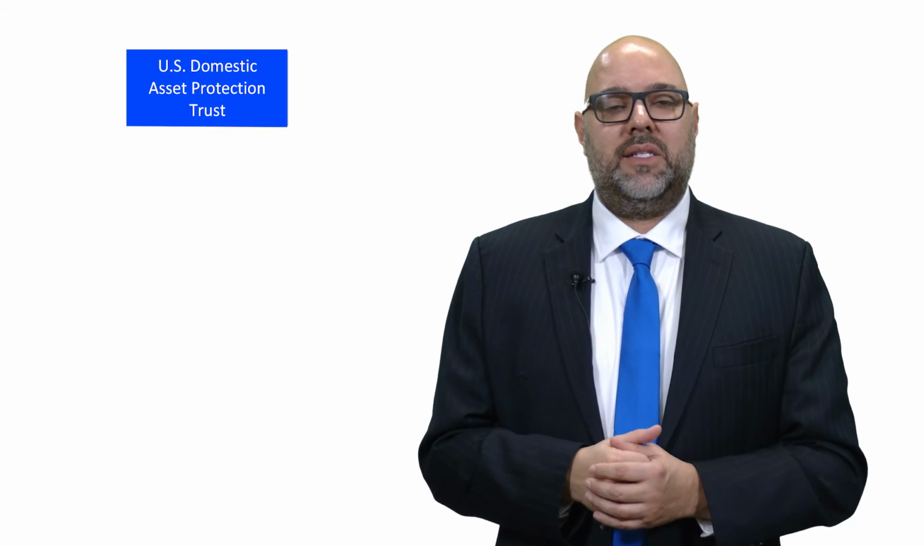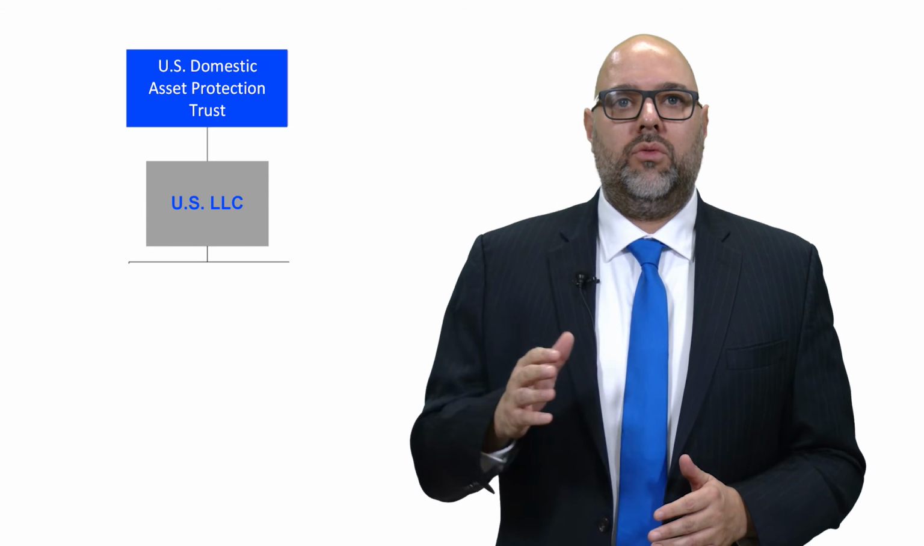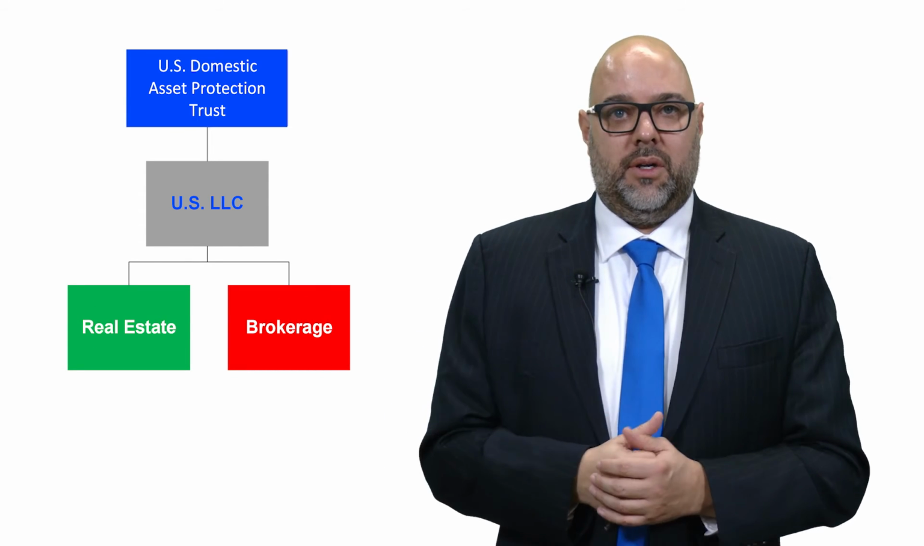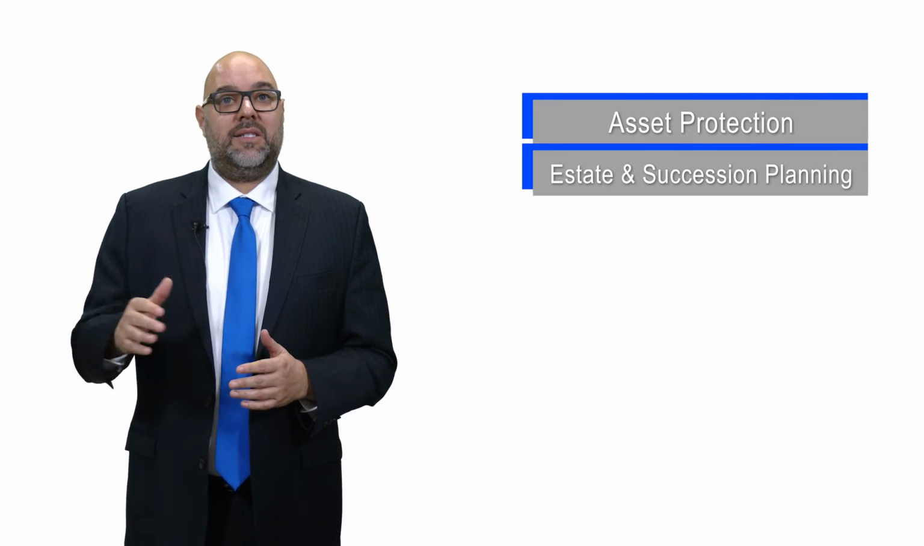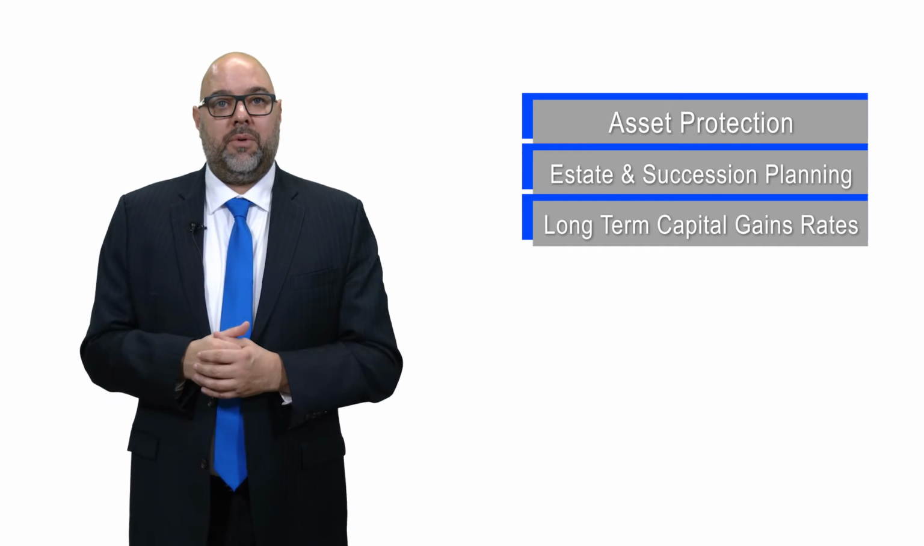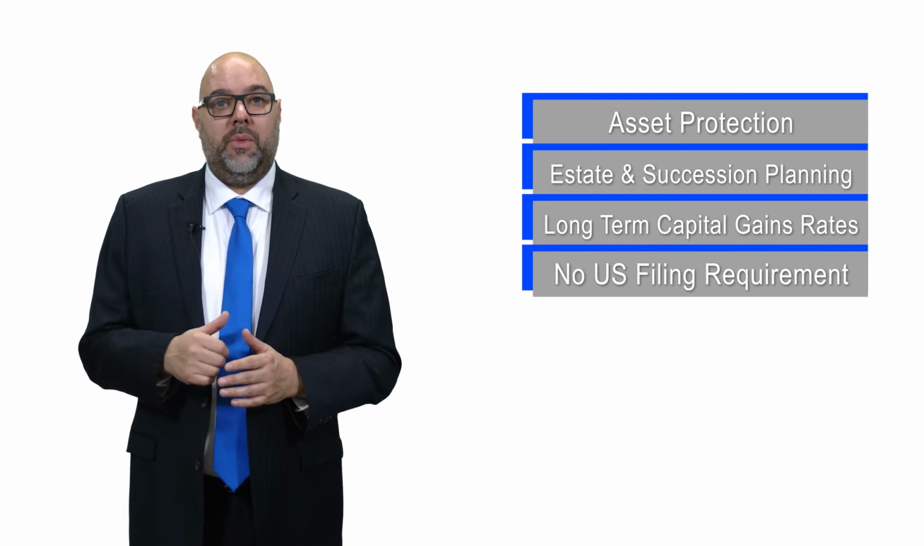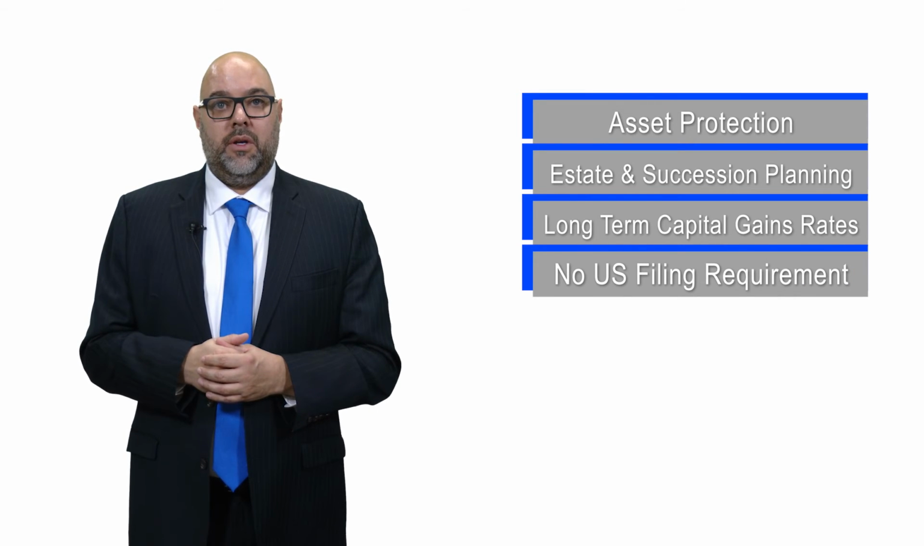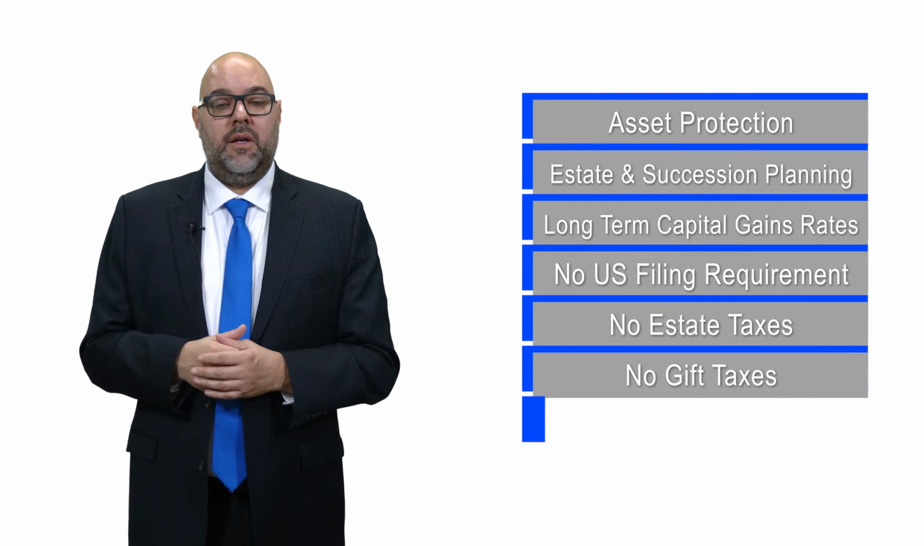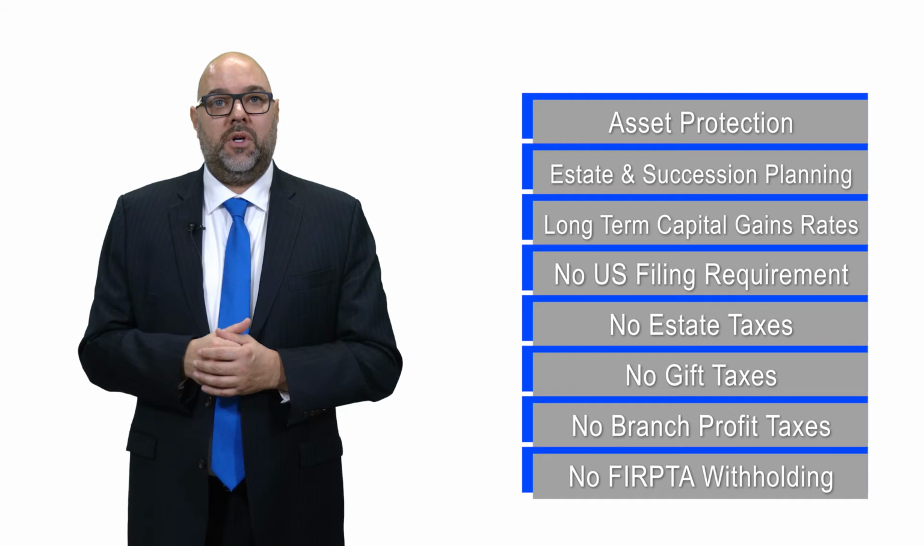One way to avoid estate and gift taxes is by establishing a U.S. domestic asset protection trust, which then owns a U.S. LLC, and the U.S. LLC owns the real estate, brokerage account, etc. This type of structure provides the following benefits: asset protection, estate and succession planning, beneficial long-term capital gains rates, no U.S. filing requirement identifying foreign grantors or beneficiaries, no estate taxes, no gift taxes, no branch profits taxes, and no FIRPTA withholding. Please consult an experienced attorney and tax advisor to discuss the specifics of your case in order to determine the best structure for you and your family.